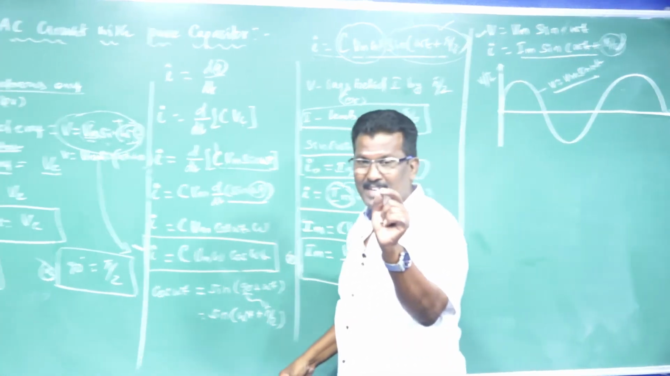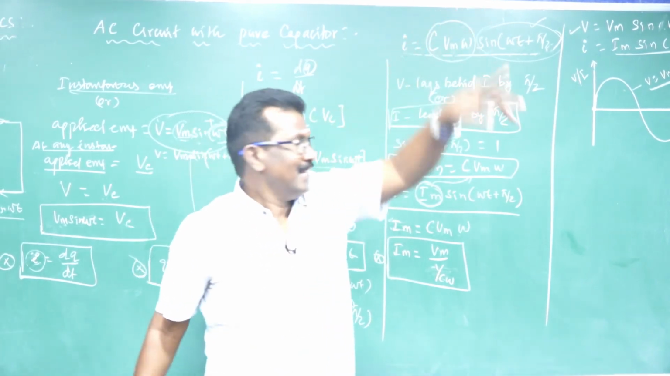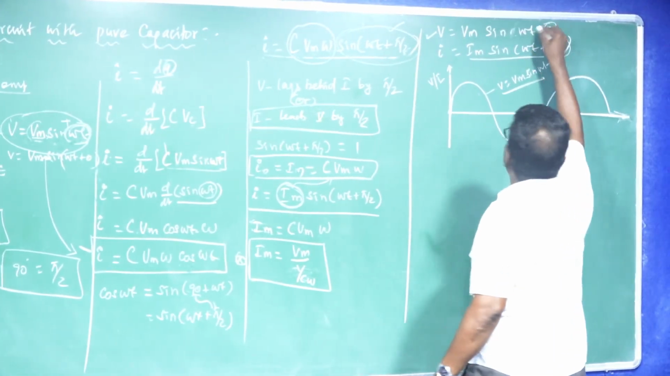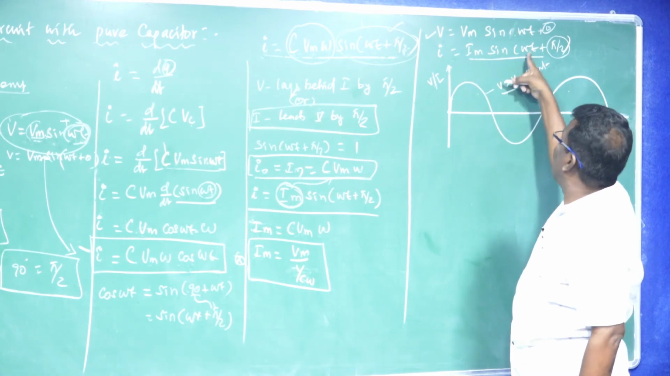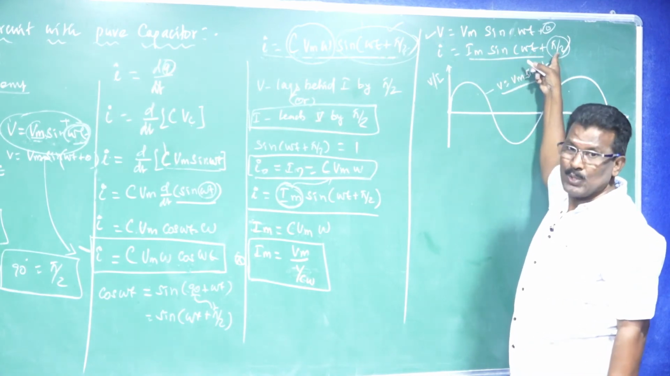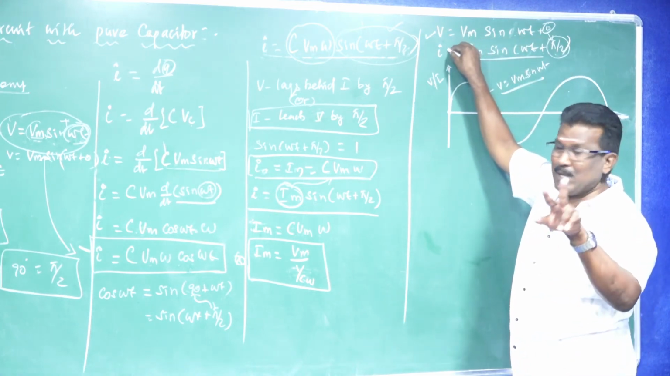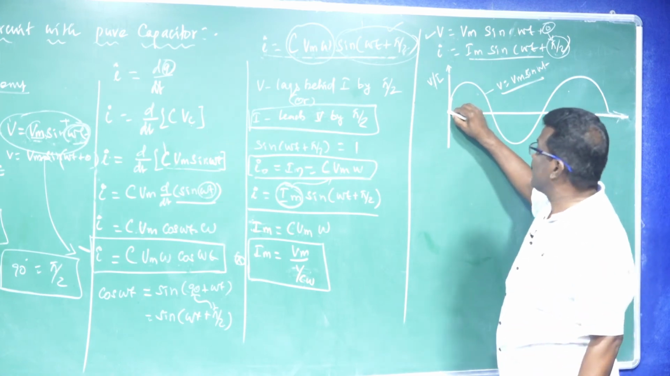At the instant when V is equal to 0, current is maximum. When V is equal to 0, that is Vm sin omega t plus 0, the current I is equal to Im sin(omega t plus pi by 2). So the phase difference between voltage and current is pi by 2. So initially the voltage is 0, current is maximum. That is the maximum peak.